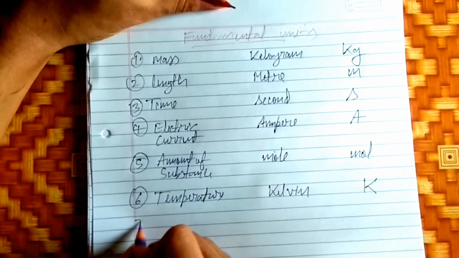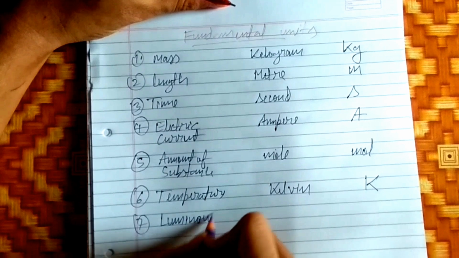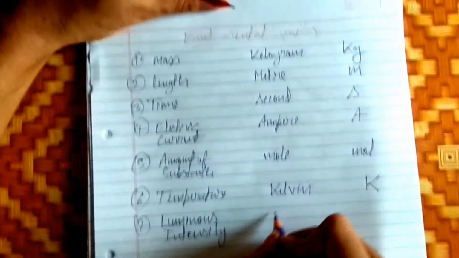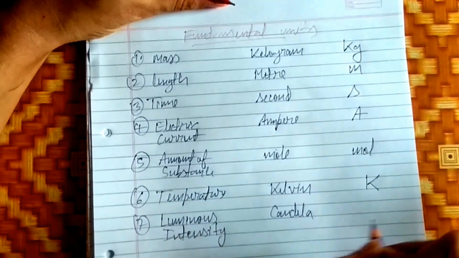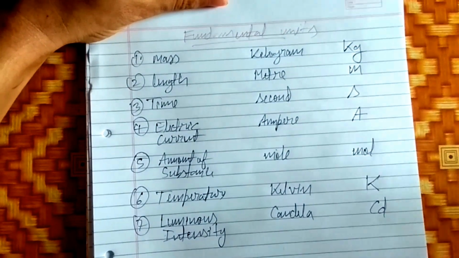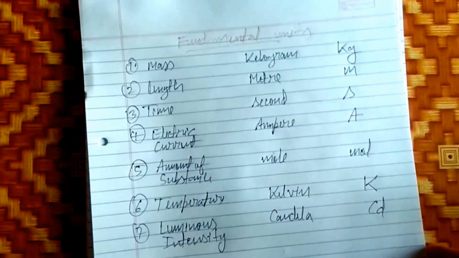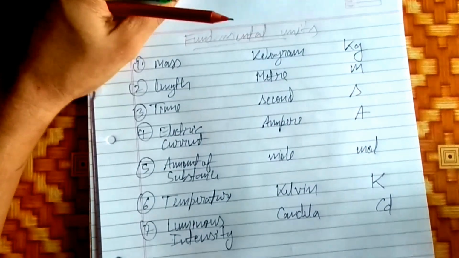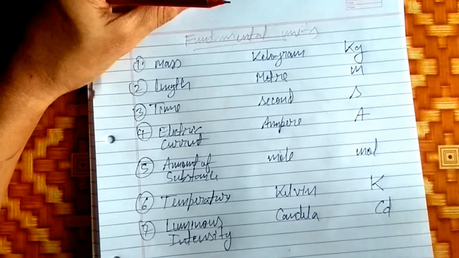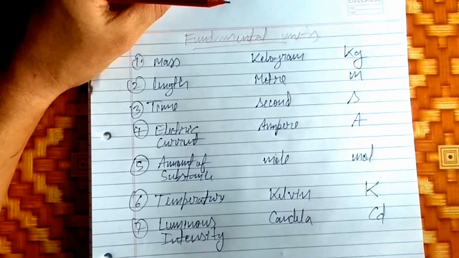And the last is luminous intensity, its unit is candela, and it is abbreviated as cd. So these are the 7 fundamental quantities. Now, another problem arises from these fundamental quantities: more often we encounter calculations in chemistry where we need to measure either very small quantities or very large quantities.